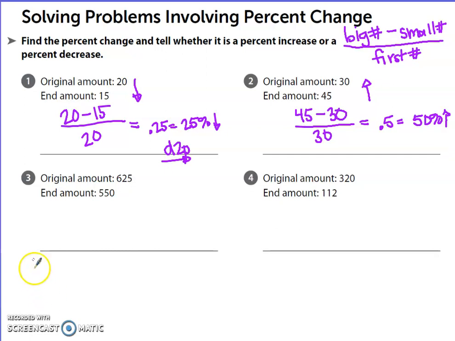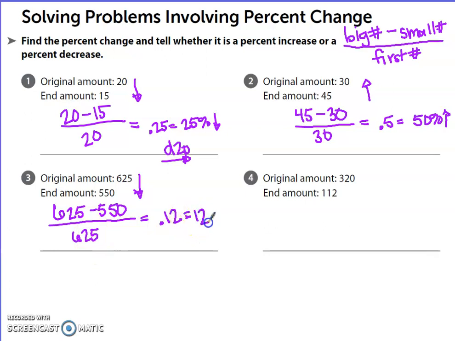I got one more. Original amount was 625. The end amount is 550. This is a decrease. It went down from 625 to 550. Substitute into the formula big minus small divided by the first number in the problem. Use a calculator and you'll get 0.12. Subtract first and then divide. I know it feels strange. D2P, percent decrease.